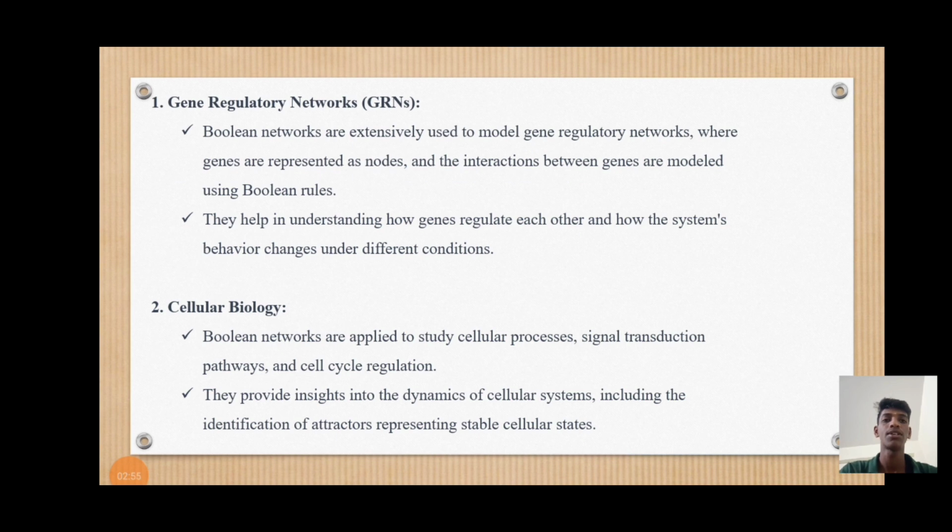Gene regulatory networks. Boolean networks are extensively used to model gene regulatory networks where genes are represented as nodes and the interactions between the genes are modeled using Boolean rules. They help in understanding how genes regulate each other and how the system's behavior changes under different conditions.